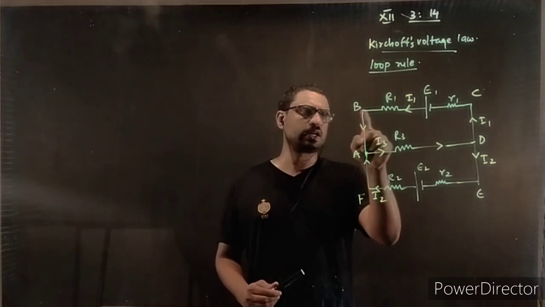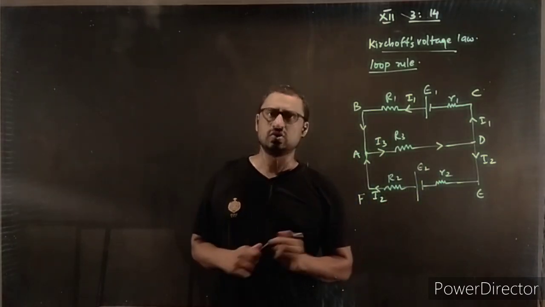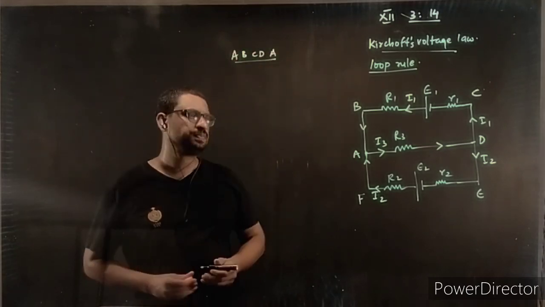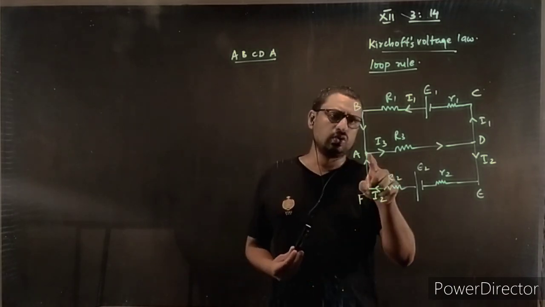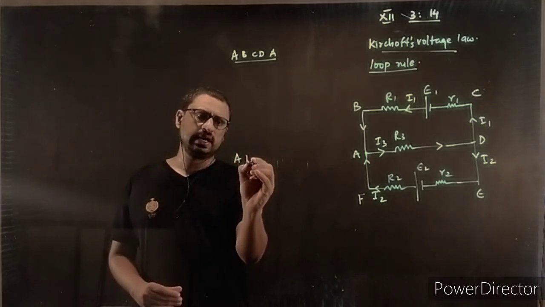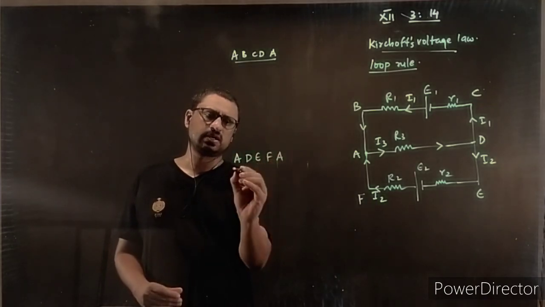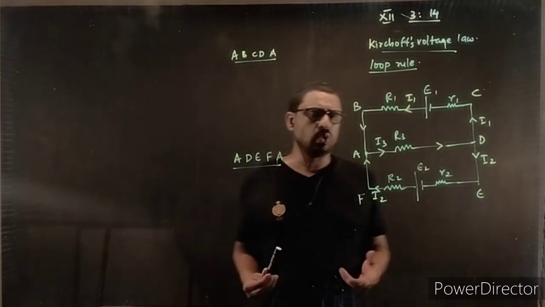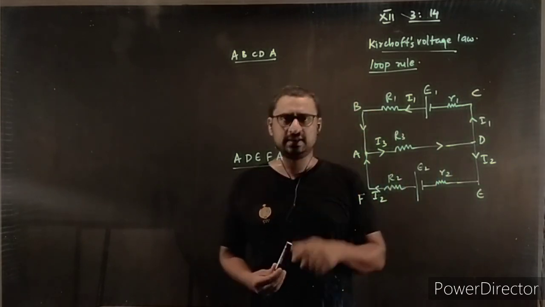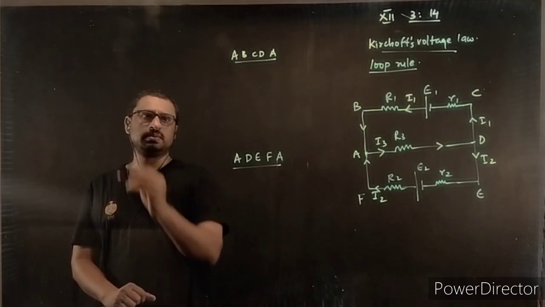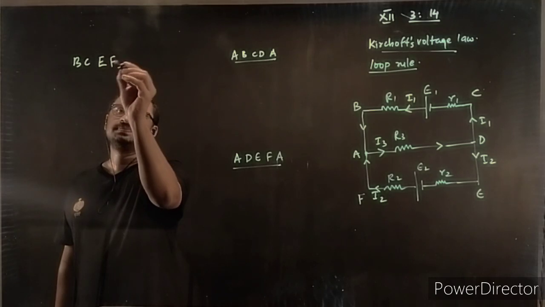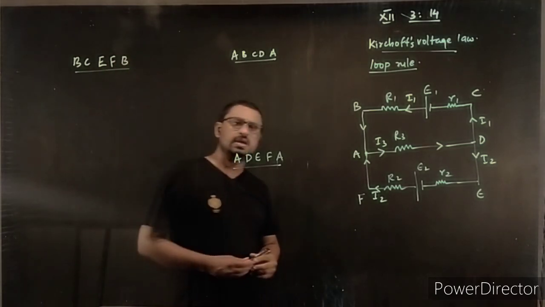What are the closed loops? This one is a closed loop, A, B, C, D, A. Now if I name another closed loop, it is A, D, E, F, A. It's another closed loop. Is it complete? No. One more closed loop can be B, C, E, F, B. That is another closed loop, right?